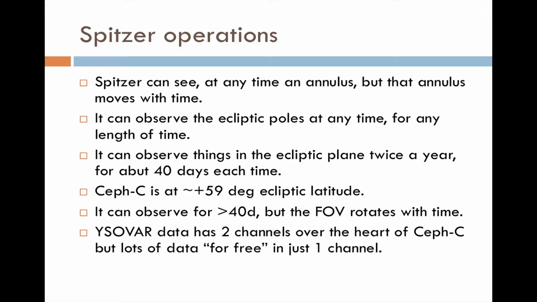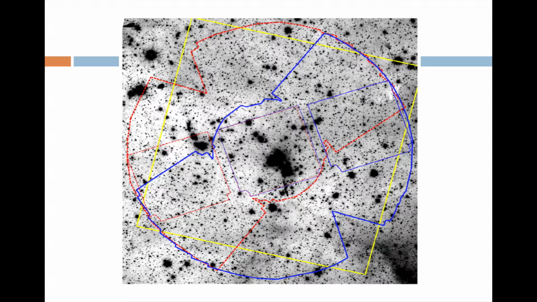It's about 60 degrees ecliptic latitude, and so it can observe for longer than 40 days, but the field of view rotates a lot with time. And the YSOVAR data has two channels over the heart of CEFC, but lots of data that we got for free in just one channel on sort of arc-shaped, fan-shaped wings around it. And that's what that net footprint is trying to show you.